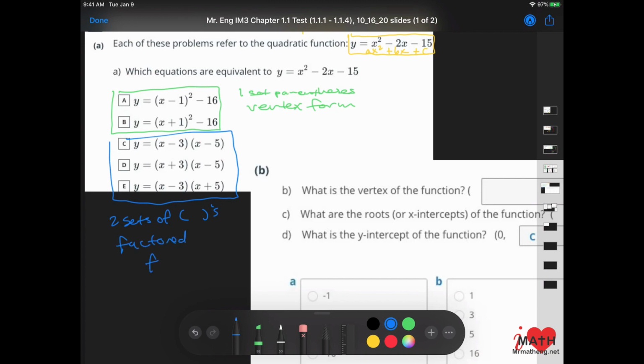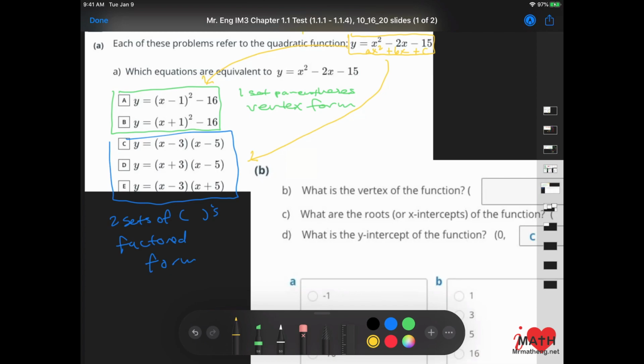Okay, so what does that mean we have to do? We first have to transform the yellow into the green, and then try to see if I can do it by colors. Yellow to green, and then yellow to blue. Let's first get it into the green. Let's get into vertex form. How do I get it into vertex form?